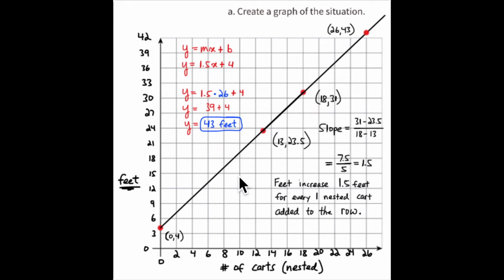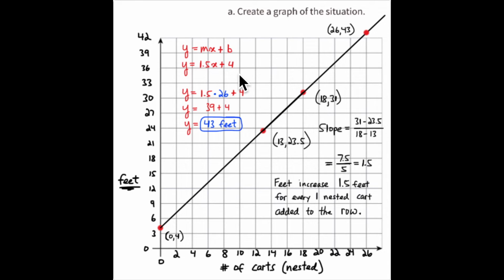So there are 4 ways to think about these problems. One is this graph, and this graph starts at 4 feet because that's the starting cart, and then each nested cart that gets added on increases the length of those carts by 1.5 feet. So the number of nested carts, as that number increases, the number of feet increase by 1.5 feet per cart.